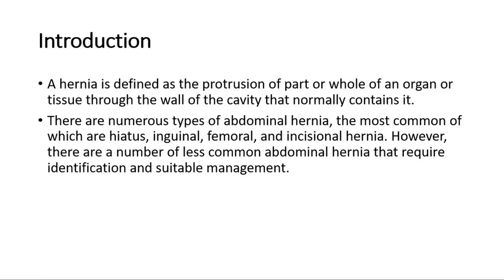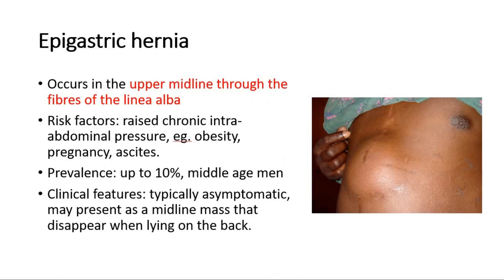However, there are a number of less common abdominal hernia that require identification and suitable management, which I will cover in this video. First is the epigastric hernia. An epigastric hernia occurs in the upper midline through the fibers of the linea alba. They are typically secondary to raised chronic intra-abdominal pressure, such as with obesity, pregnancy, or ascites.